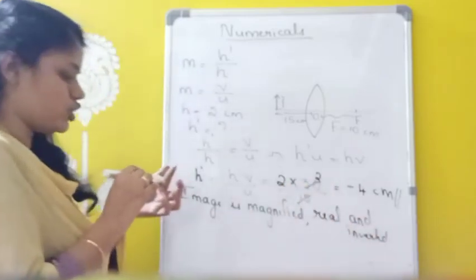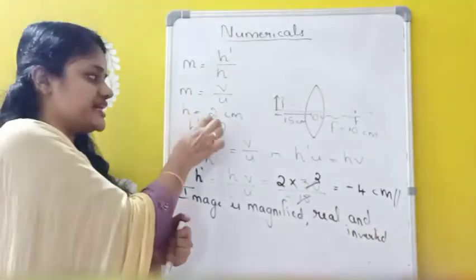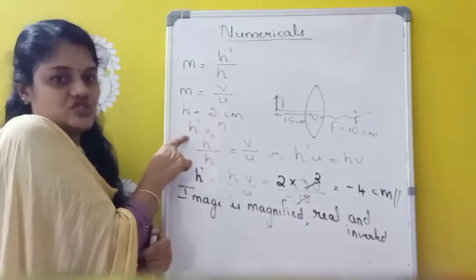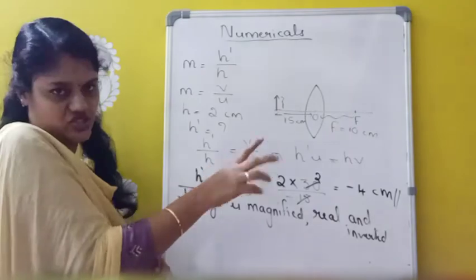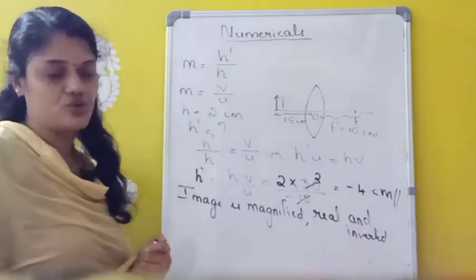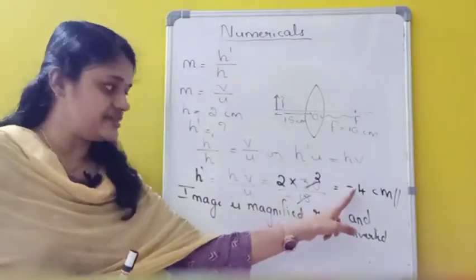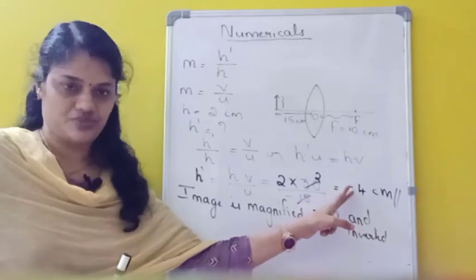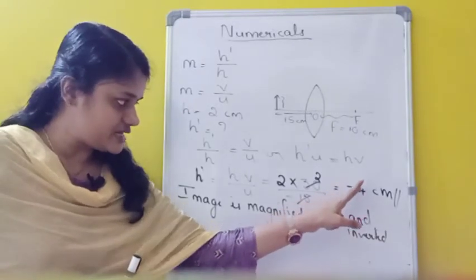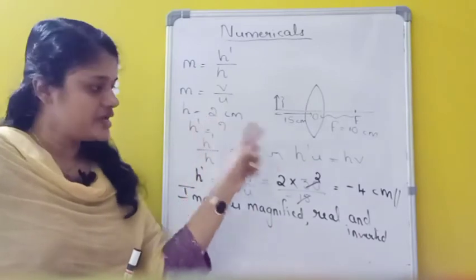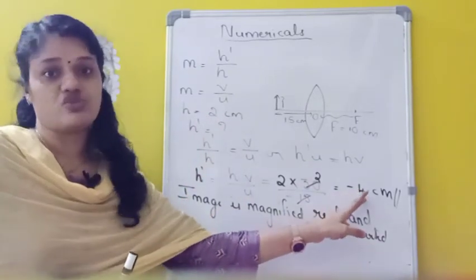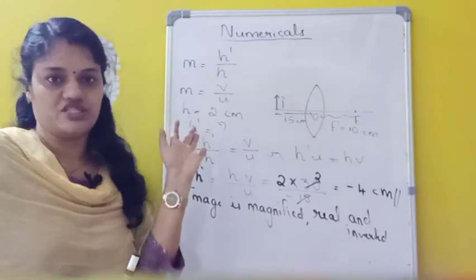So whenever in the problems they are giving the value for h, you can directly find h dash by using this formula: h dash equals v by u into h. Substituting, we will get the value. And whenever we are getting minus, that indicates that it is an inverted image. And if this value is greater than 1, what can we say? The height of the object is given as 2 and the height of the image is more than the height of the object. That means it may be a magnified image.